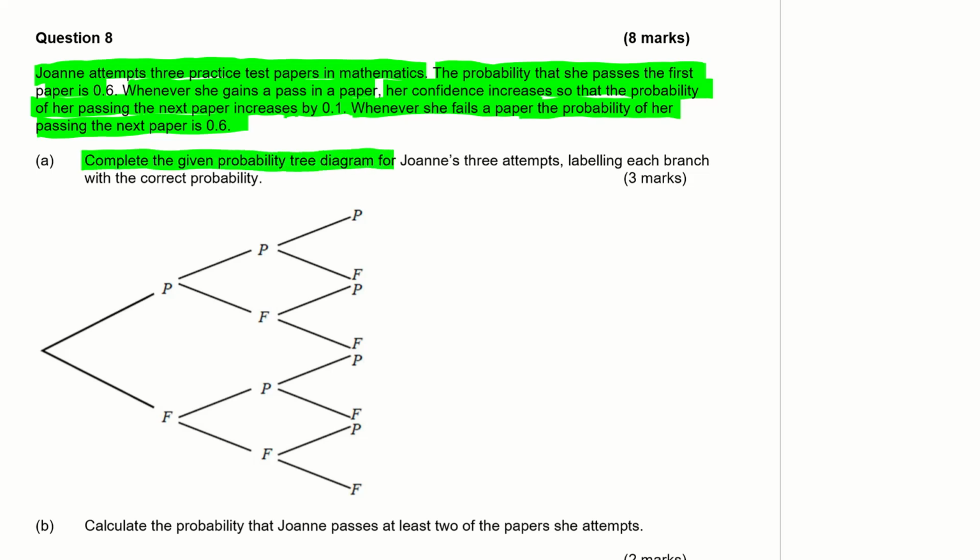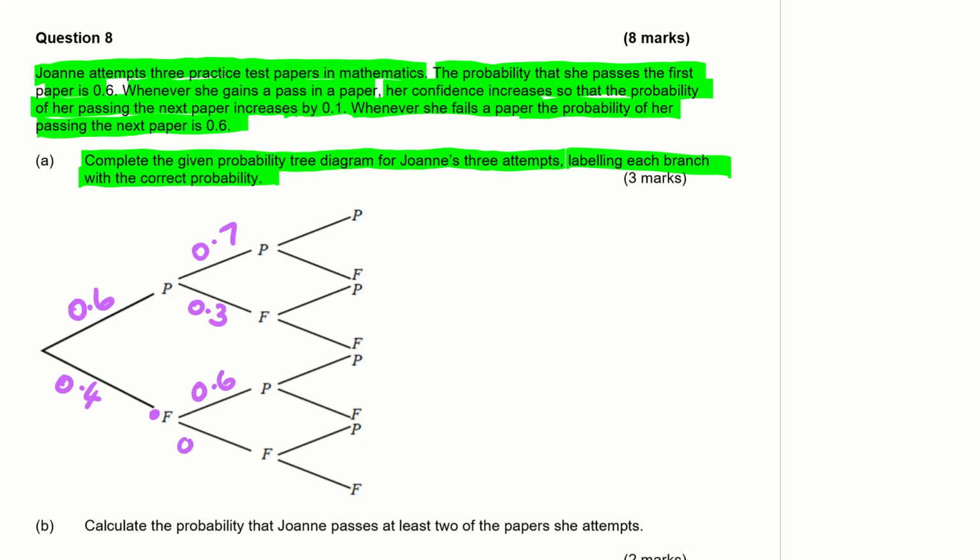Complete the given probability tree diagram for Joanne's 3 attempts, labeling each branch with the correct probability. So, this is 0.6, and since they must add to 1, 0.4. If she gets to here, her confidence increases, so this one's 0.7, this one's 0.3. If she gets to here, this remains 0.6, and this is 0.4.